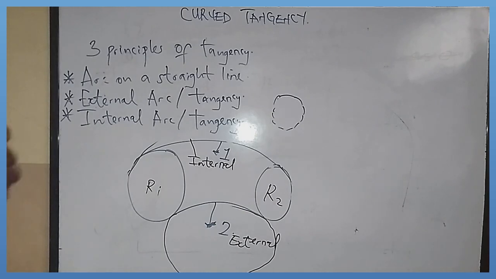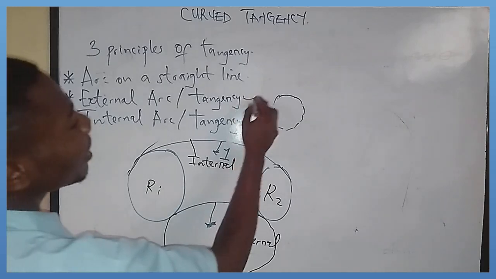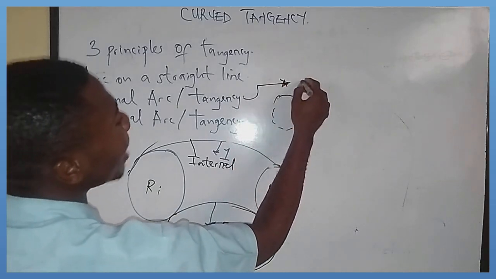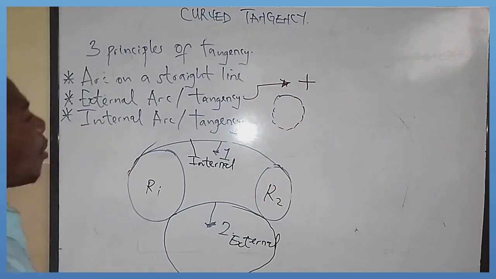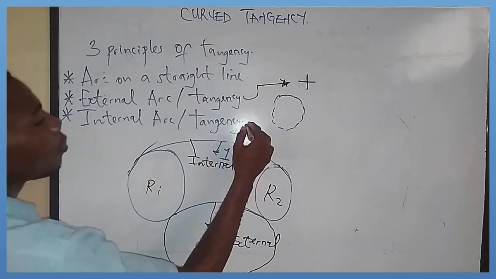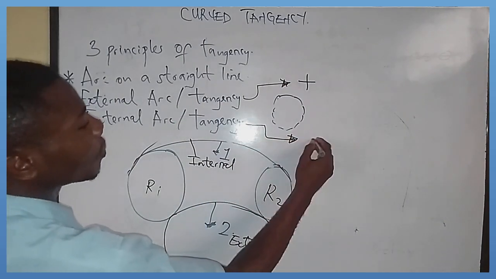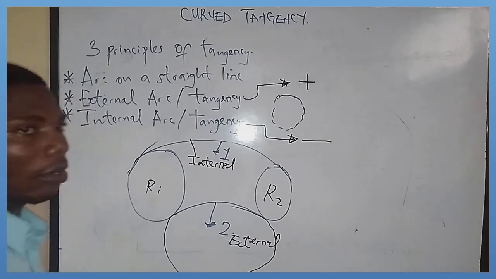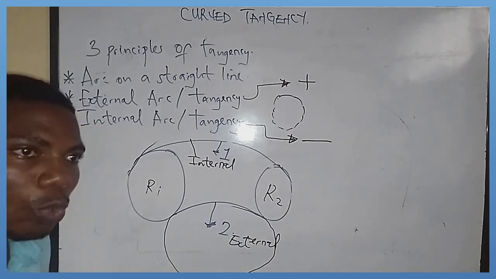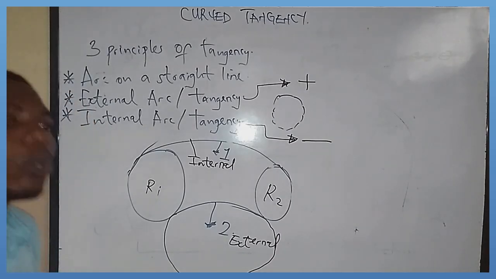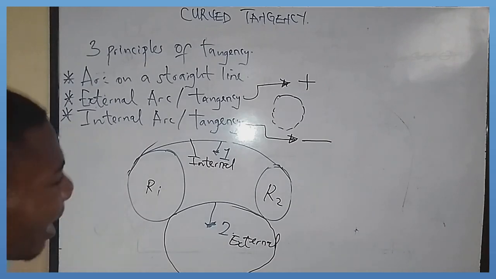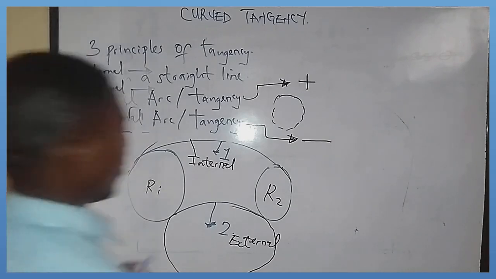So one thing I also want to call your attention to is this. In external tangency, we apply the principle of addition. Alright? While in internal tangency, we apply the principle of subtraction. Alright? Where do we apply addition? How do we apply subtraction? Let me explain.